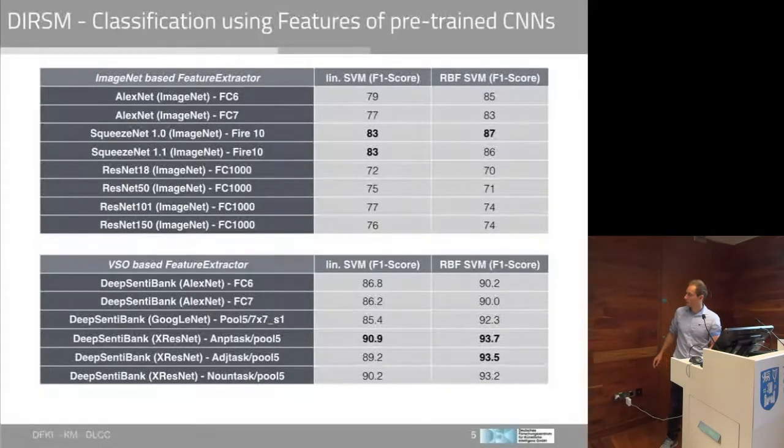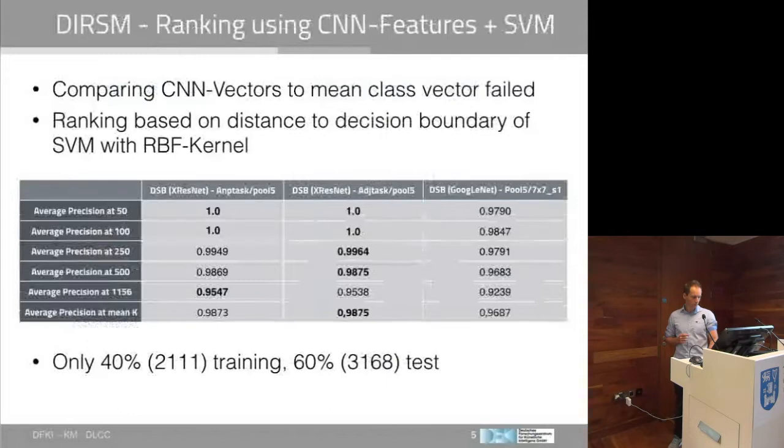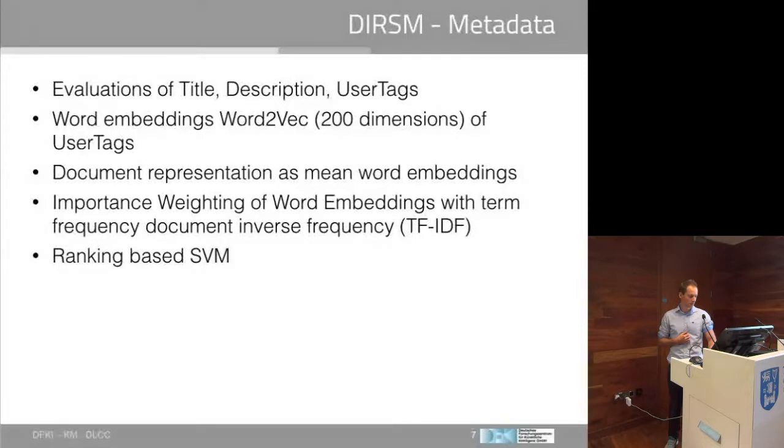And here you see we basically used an SVM using the XResNet. That's a ResNet using cross-residual connections to predict multiple tasks. And we basically use this feature for the retrieval task. And here you see on our development set some experiments. So it's getting very high accuracies. You will also later see the results on the test set.